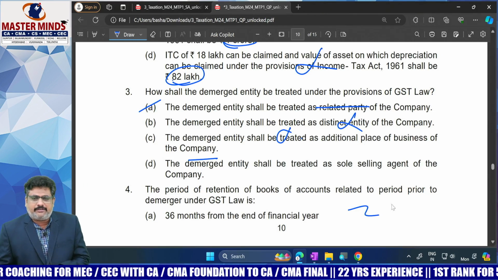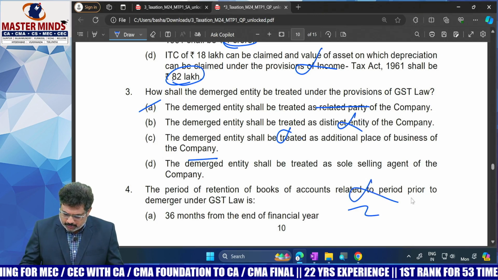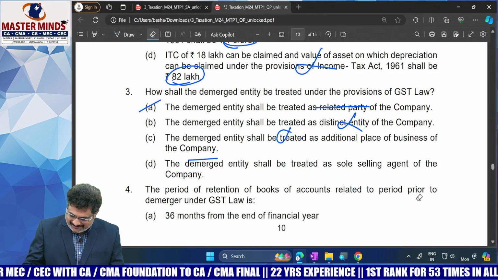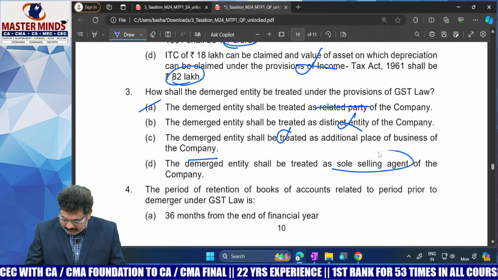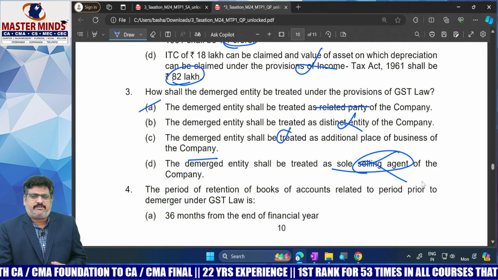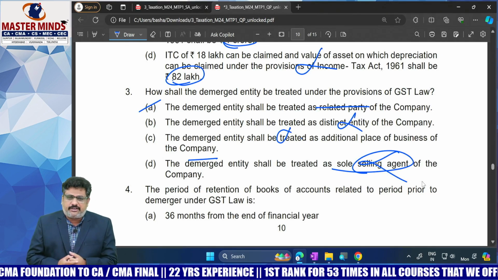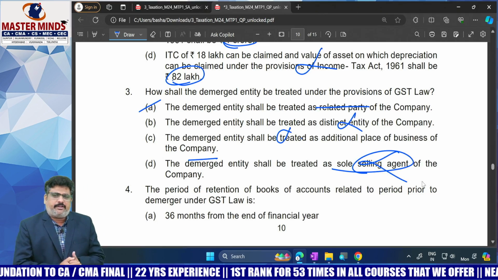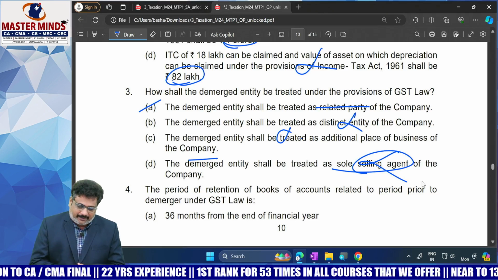So here it is not a sole selling agent also. Sole selling agent is also not. So what is the answer here now in this case? The demerged entity shall be treated as a related party.